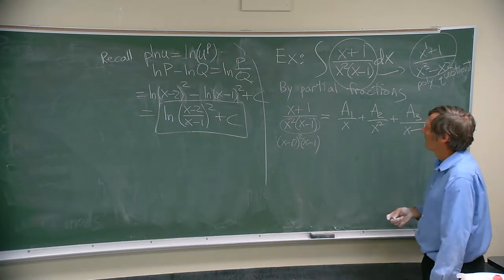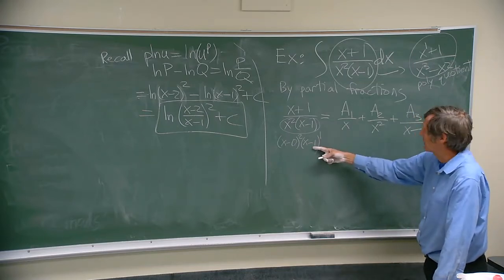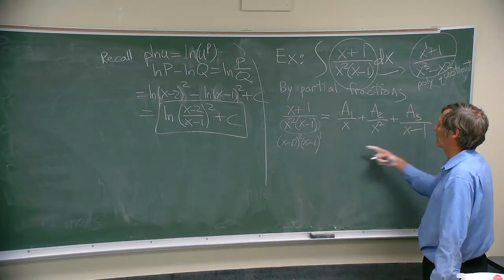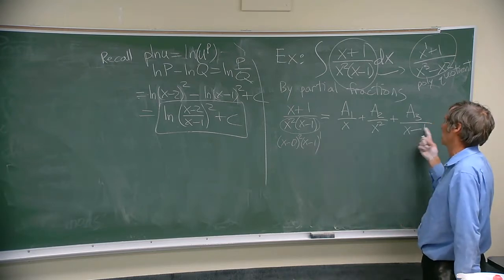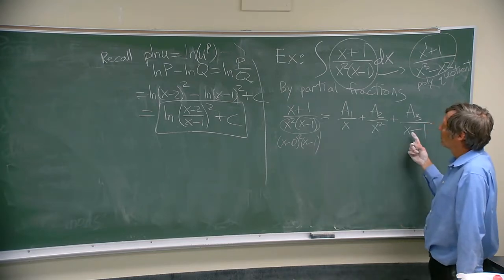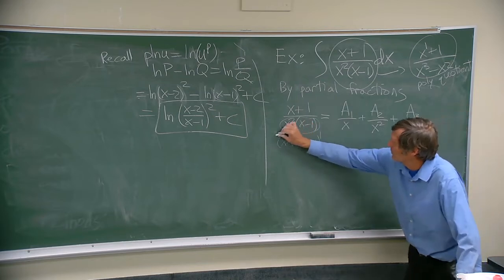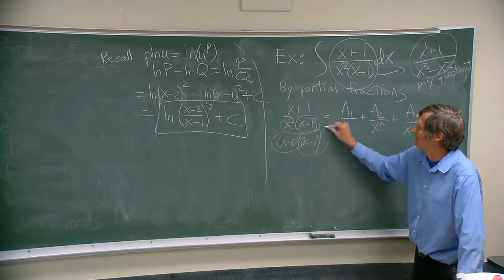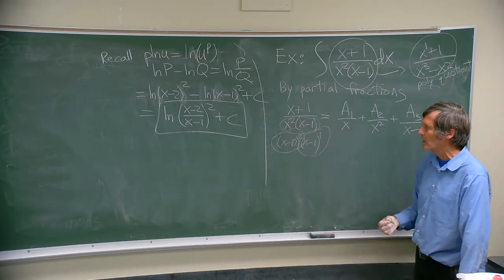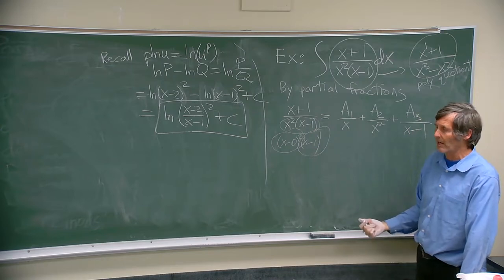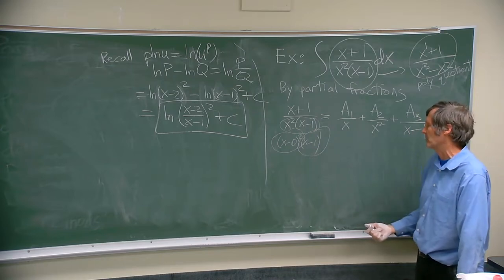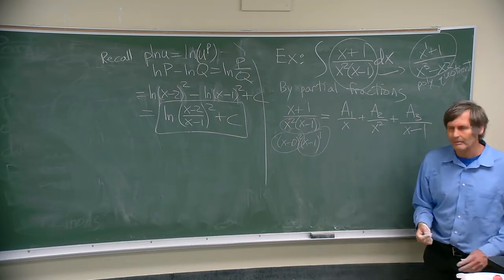For (ax plus b) squared, I need a number over (ax plus b) plus a number over (ax plus b) squared. And ax plus b is just x in this case, right? And then this one is the first power, so I only need 1 term for it, a number over ax plus b, where ax plus b is 1 times x minus 1. All right, so this is the factored form: 2 terms for the factor that occurs twice, 1 term for the factor that occurs once, both linear factors.